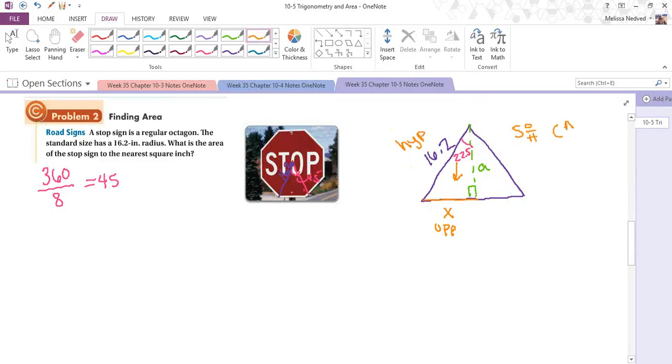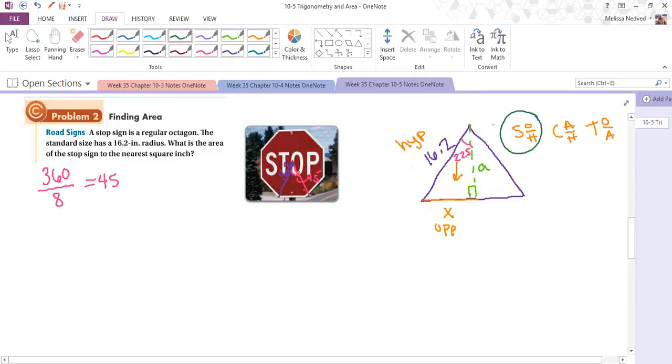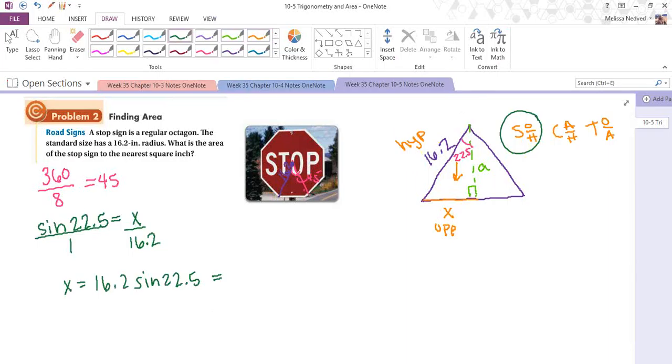So if I write down SOHCAHTOA again, we want to find the one that uses the opposite and the hypotenuse. So in this case, we're going to be working with sine. And we're going to have sine of my angle, 22.5, is equal to opposite over hypotenuse. Opposite is x, hypotenuse is 16.2. And cross multiply, we get x is equal to 16.2 sine of 22.5. We don't have to do any algebra to get the x by itself. We just need to put that into our calculator.